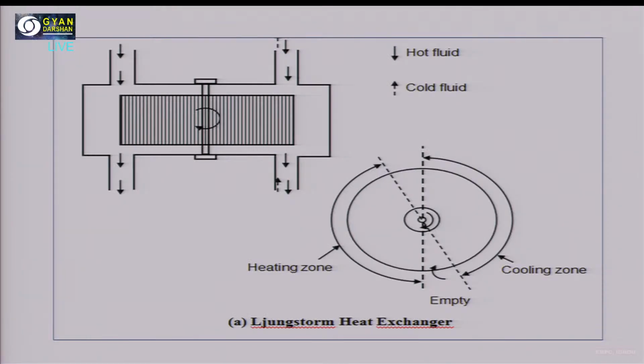Here is one type, like the Ljungstrom heat exchanger. You can see the hot fluid is shown by a dark black line, whereas the dashed line shows the cold fluid. The hot fluid is coming from the top, whereas the cold fluid is moving from the bottom, and both are exchanging heat together. There is one heating zone and one cooling zone in that. So this is one type of Ljungstrom heat exchanger.